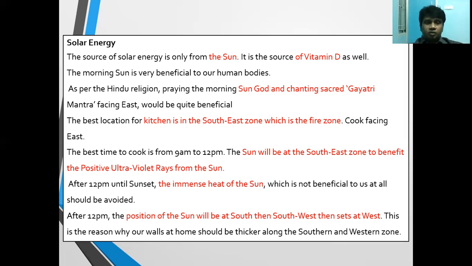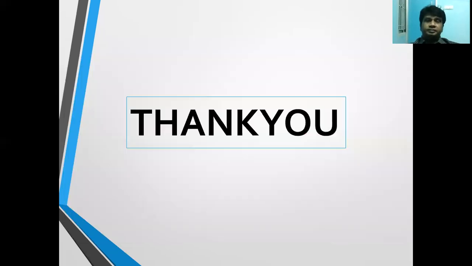After 12 p.m. until sunset, the immense heat of the sun is not beneficial to us; it is very harmful to our body. That's why they say our walls at home should be thicker along the southern and west zone directions, because the radiation from the sun will not enter the home when the wall is thicker. So this is one of the scientific reasons.